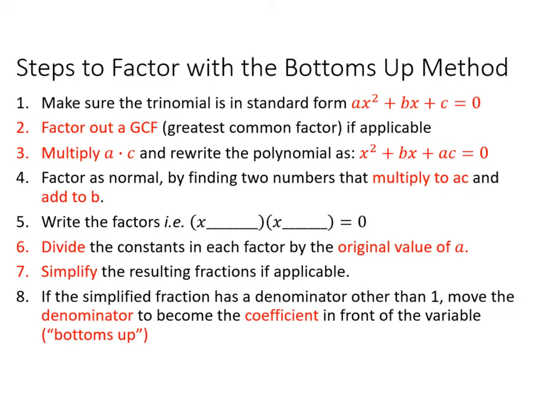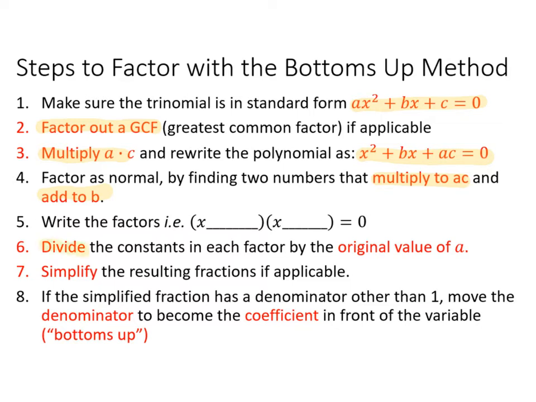First, you need to make sure that the trinomial is in standard form, indicating that it's solved to be equal to 0. Then, factor out a greatest common factor, if applicable. Next, you want to multiply a times c and rewrite the polynomial as x squared plus bx plus ac equals 0. Then you're going to factor as normal, finding two numbers that multiply to ac and add to b. Then you'll rewrite them as factors.